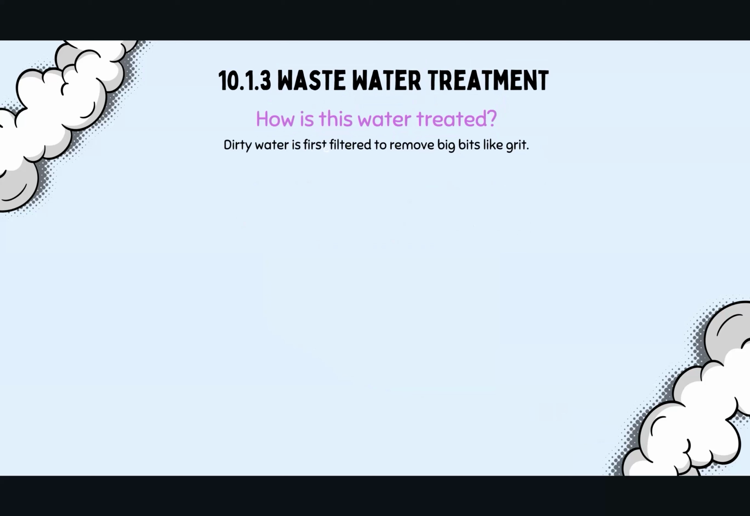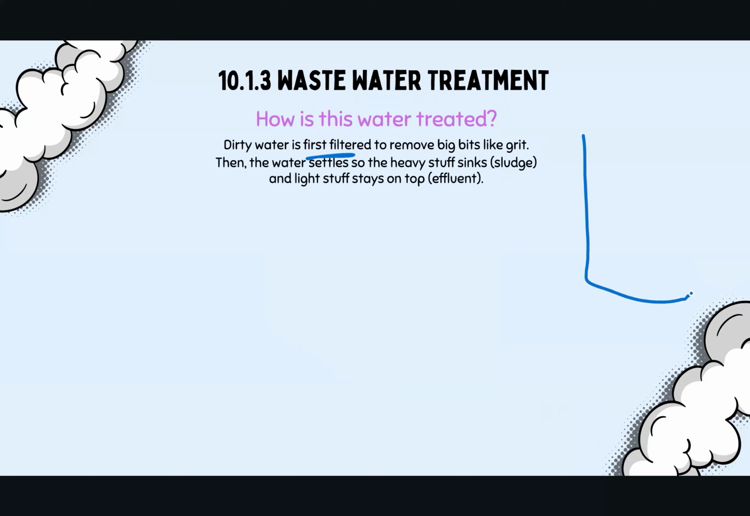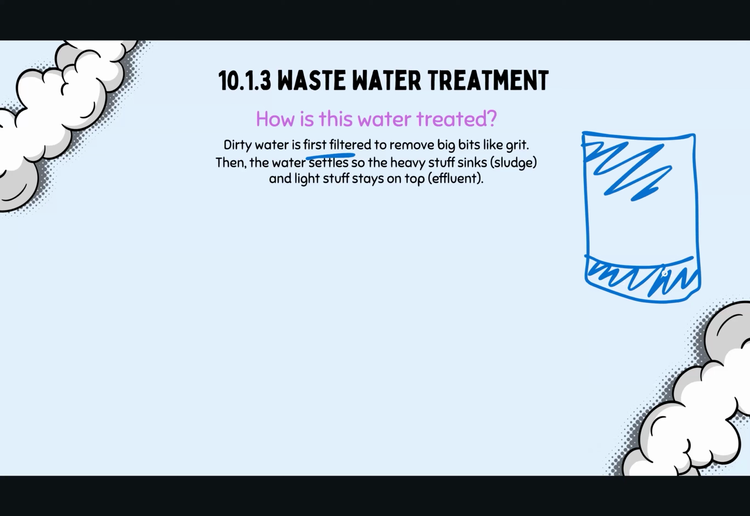The dirty water is first filtered to remove big bits like grit. Then the water settles, so the heavy stuff sinks. So again, you have almost like a sedimentation process. And what you get at the bottom is sludge. In other words, sludge usually is the waste product. So if we're talking about what comes out of our bathrooms, then that would be more like the feces part of things. And the effluent would be more the urine. So the light stuff stays at the top and the heavier stuff goes to the bottom.